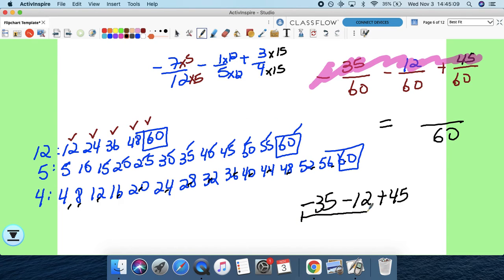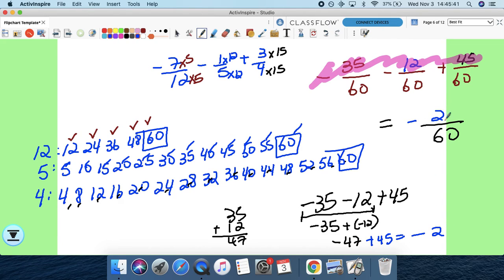Let's do these two first. Negative 35, we're going to change that to addition, plus negative 12. So negative plus a negative, they're friends. So my answer is going to be negative 35 plus 12, 47. So now we have negative 47. And then we do plus 45. Who's going to win, the negatives or the positive? The negatives. Why? They have 2 more. And negative 2 is what you're going to write. We can simplify that. Like I said, we'll talk about that tomorrow. But for that, that's your answer.